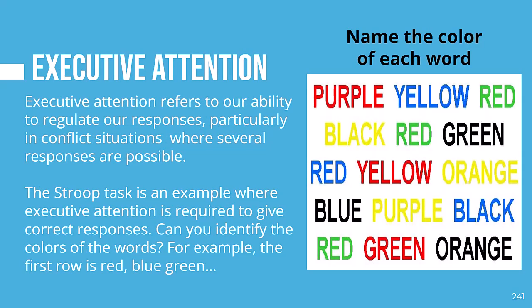Executive attention is a function involved in the regulation of thoughts, emotions, responses, distractions, problem solving, and switching between multiple pieces of information. Executive attention skills develop as a child grows into an adult, which is when their frontal brain structures develop. Damage to the frontal lobe can affect the role of executive attention in the control of thought, behavior, and emotion. The Stroop test is an example of where executive attention is required to give correct responses.